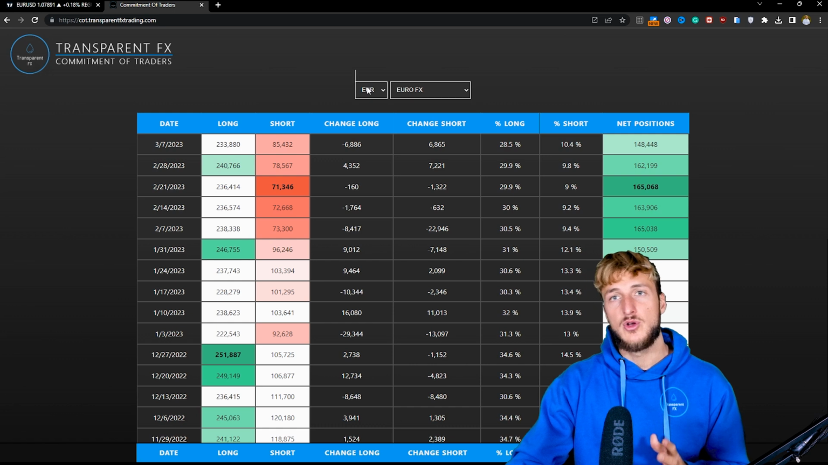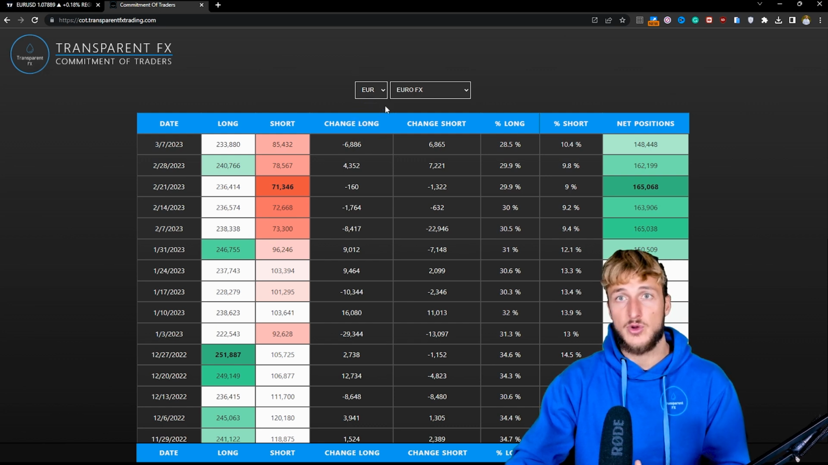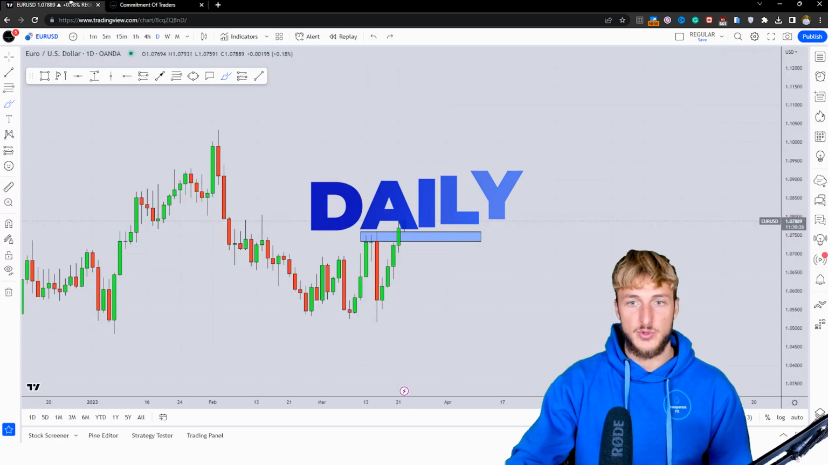Now, if you look at the euro, you're actually already looking at EURUSD because all currencies on the spot are traded against the USD. So if you're checking the data for the euro, you're actually already checking EURUSD.